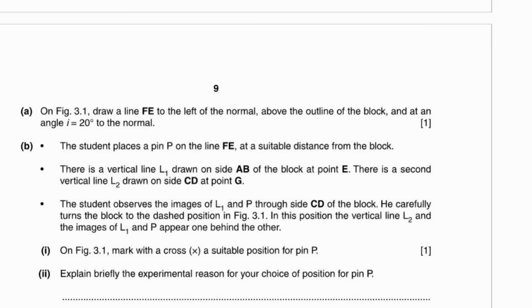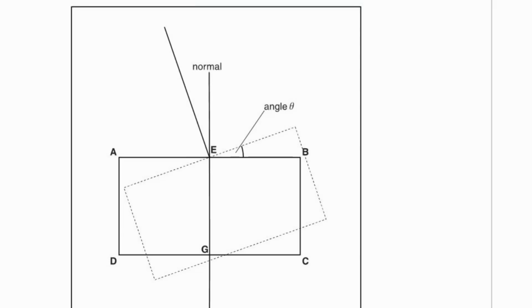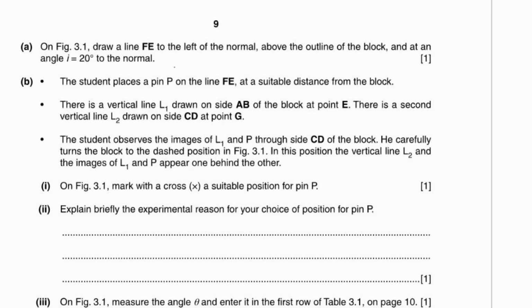A. On figure 3.1, draw a line FE to the left of the normal above the outline of the block and at an angle i equals 20 degrees to the normal. Alright, so we have to draw a line 20 degrees from the normal to the left of the normal. There we go. It says above the outline of the block, so that's it. So all we've done is put in an angle of 20 degrees.